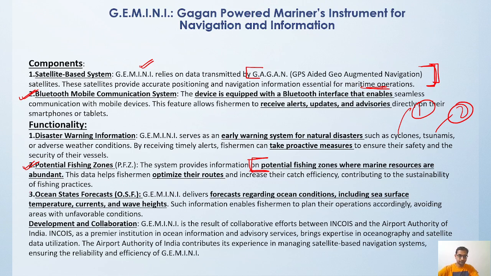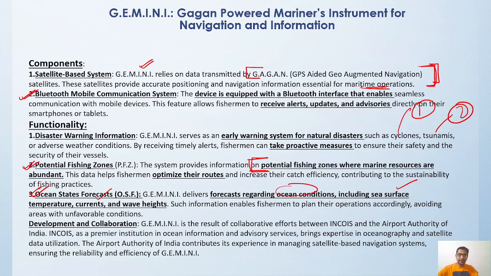Then ocean state forecast. Okay, Gemini will forecast ocean conditions, like what the sea surface temperature is, what the current is, whether the current is very high or low. Okay, water current, then wave height, whether the wave heights are very high or low. Based on that, you can plan it.